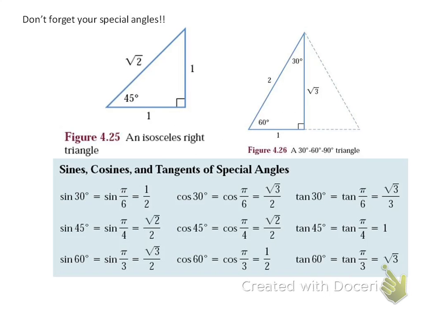You wrote this down on Friday. Don't forget your special angles. Okay, we have our 45-degree angles. We have our 60-30-degree angles. You already should have this written down in your notes right here, because this is what we did Friday. I just put it in a nice, neat table form for you. Here it's not so much in table form.